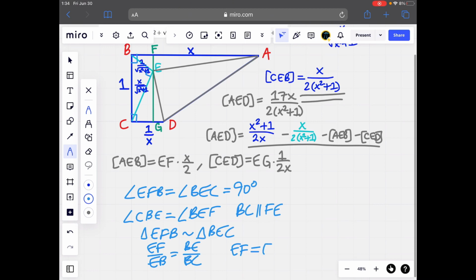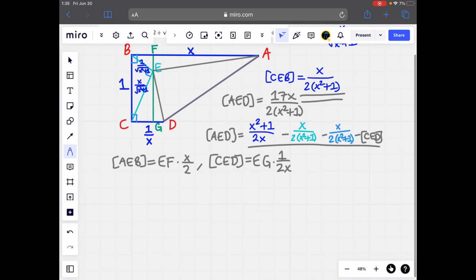EF equals EB squared, and EB is 1 over the square root of x squared plus 1. So EB squared would be 1 over x squared plus 1. So EF is 1 over x squared plus 1, and the area of triangle AEB is EF times x over 2. So we have the area of triangle AEB equals x over 2 times x squared plus 1.